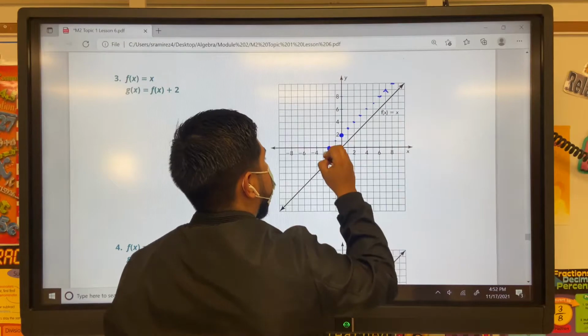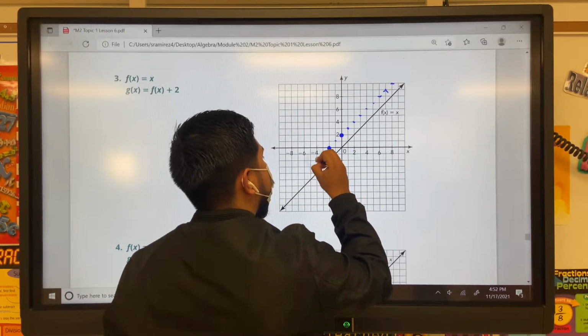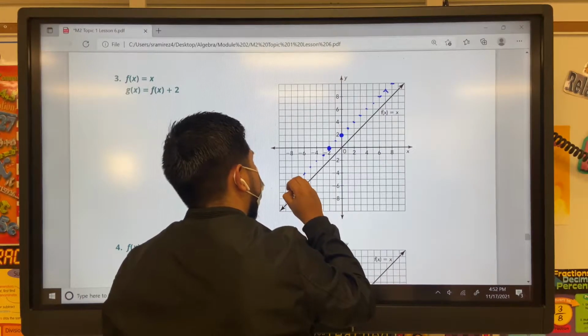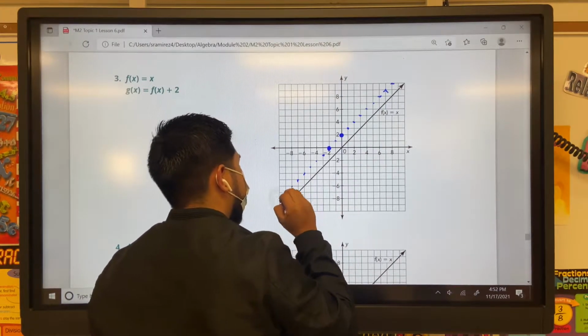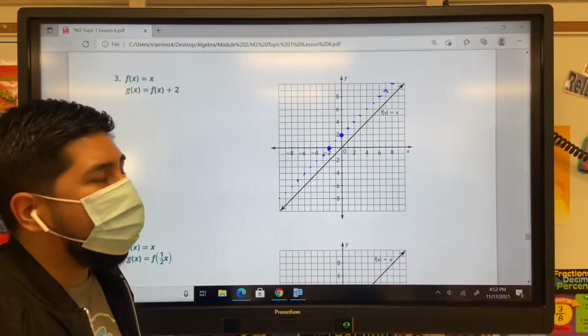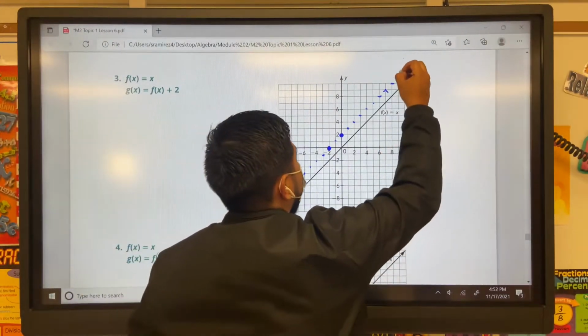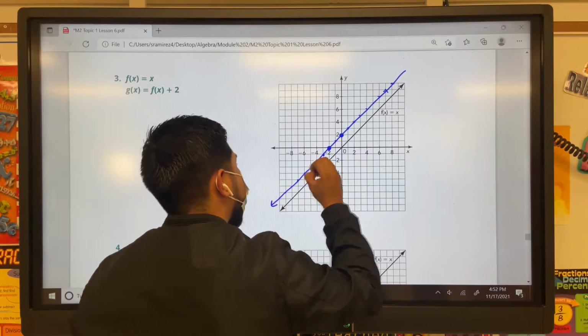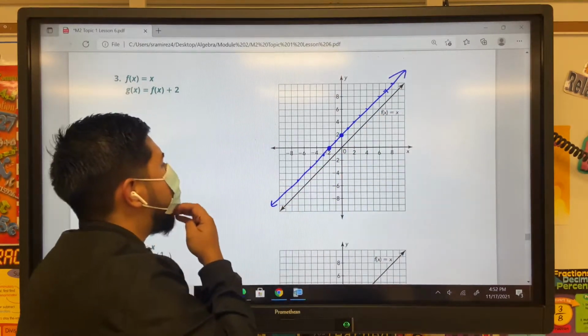This is probably the easier ones to graph because the slope is the same, okay? These are also parallel lines. Same slope, parallel lines. We learned that a while back ago. Draw my connection of the points, showing my new movement.